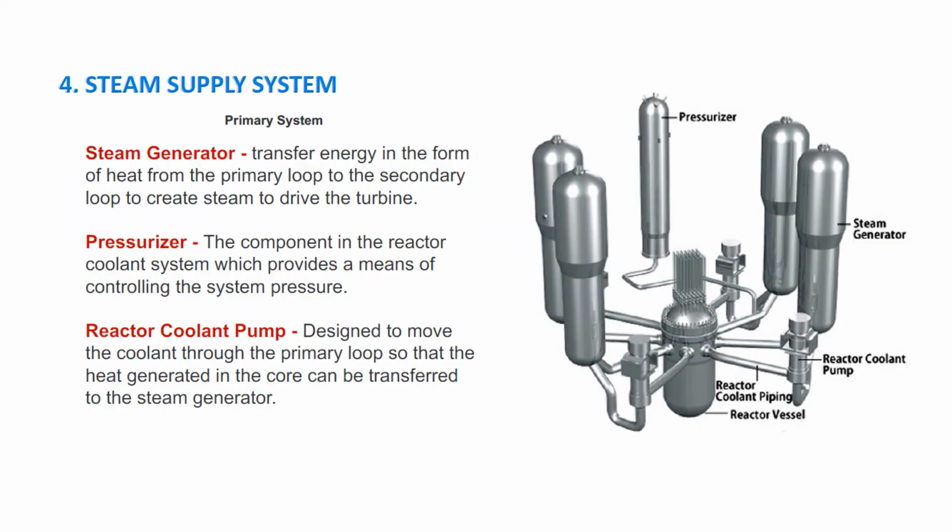So this is your steam supply system. You have different parts there. You have your steam generator, which transfers energy in the form of heat from the primary loop to the secondary loop to create steam to drive the turbine. And then you have your pressurizer, the component in the reactor coolant system which provides a means of controlling the system pressure. And then the reactor coolant pump, which is designed to move the coolant through the primary loop so that the heat generated in the core can be transferred to the steam generator. So these are the parts of your steam supply system: your pressurizer, your steam generator, your reactor coolant pump, your reactor coolant piping, and then your reactor vessel.